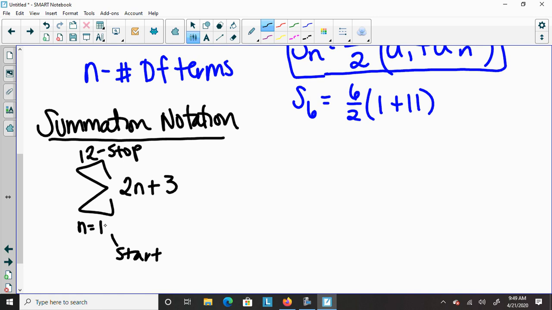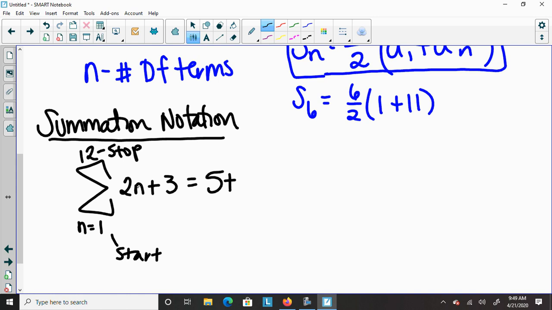So this is what it looks like. They tell you you're going to start by plugging in 1. You're going to stop when you get to 12, when you're plugging in 12. And since it has this, that means that we want to add up all 12 of those numbers that we would get. So if I plug in 1, 2 times 1 is 2 plus 3, so that's 5. And it's the sum, so we're going to add them together.